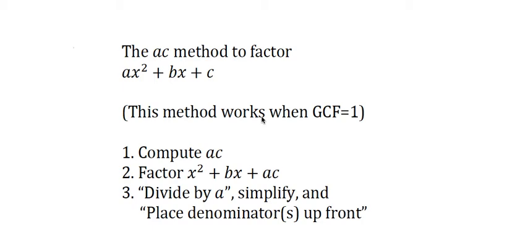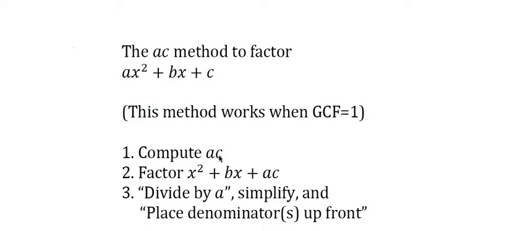This video is about the AC method to factor ax squared plus bx plus c. This method works when the GCF is equal to 1, meaning the GCF of these three terms equals 1, which is the interesting case, right? Because if the GCF is not 1, you can always factor it out and follow other methods to deal with this.